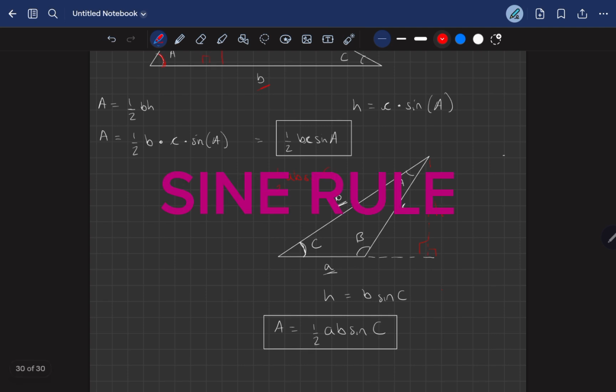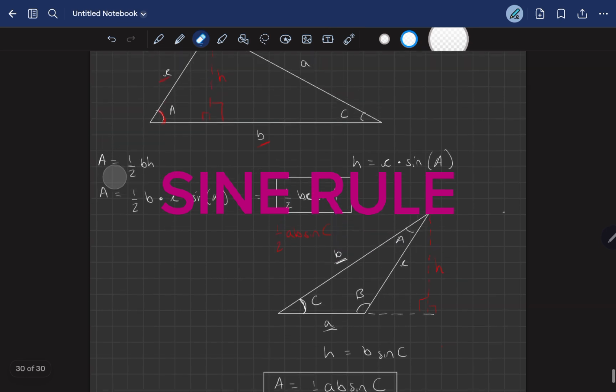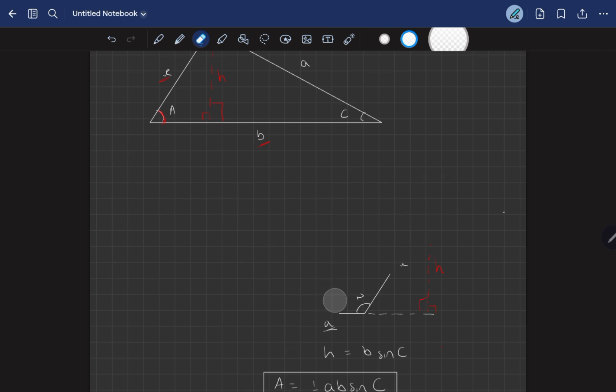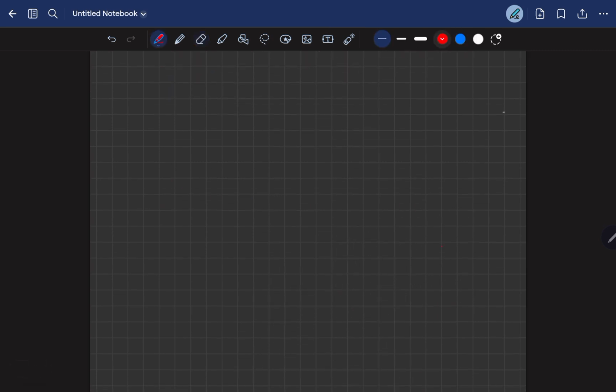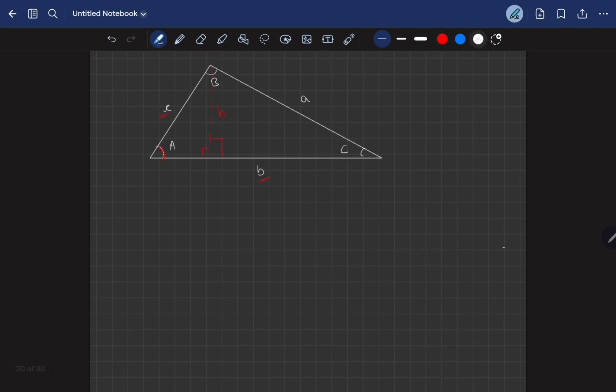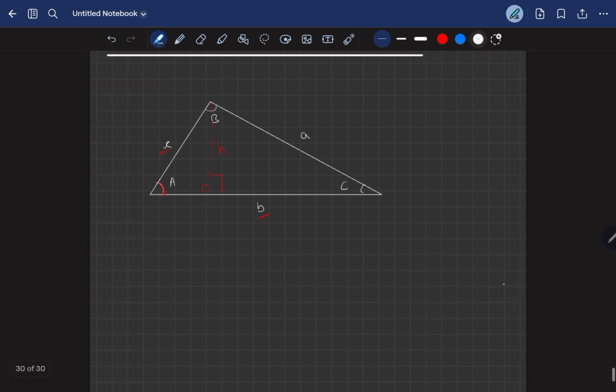Now, let's move on to the sine rule. We have our same triangle, and I've also labeled the height. Okay. Now, how do we represent h again? We know that h is sine a times c. h is c sine a. We've already showed this before.